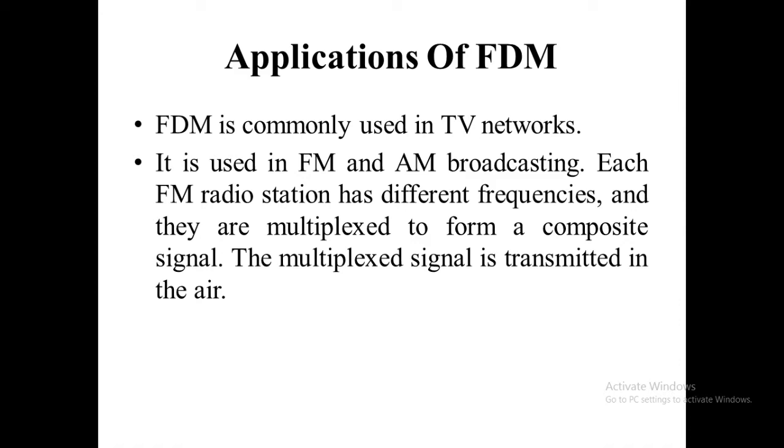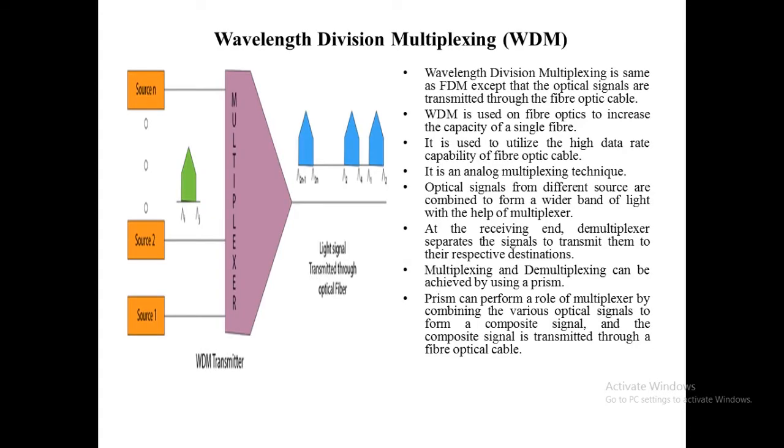Now what is wavelength division multiplexing? Wavelength division multiplexing is the same as FDM except that optical signals are transmitted. It is again an analog multiplexing technique. Here, optical signals from the different sources are combined to form a wider band of light with the help of a mux. At the receiver end, the demux separates the signals to transmit them to their respective destinations. The mux and demux are achieved by using the prism phenomenon.